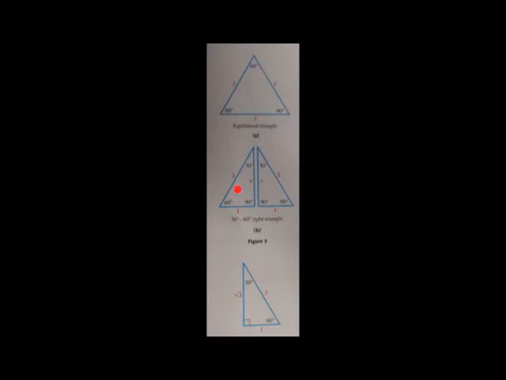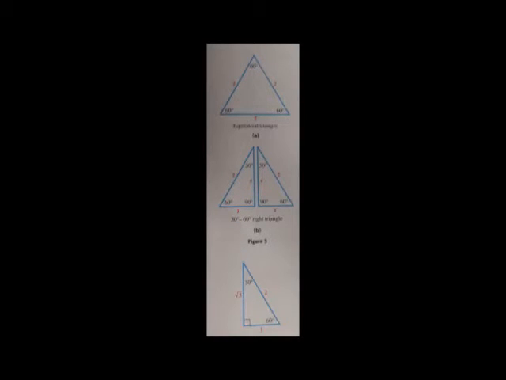Okay, now notice what happened. Our hypotenuse stayed 2. This, which was 2 up here, changed to 1 because we cut it in half right down the middle. And this is a 90-degree angle. So we cut it right down the middle. And we don't know the length of this, so we called it x.